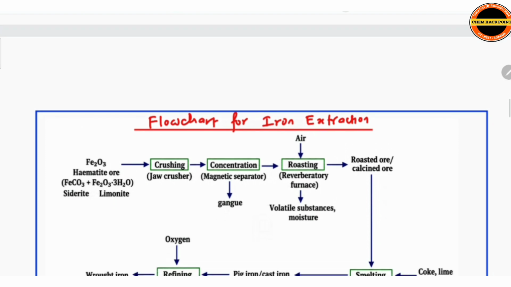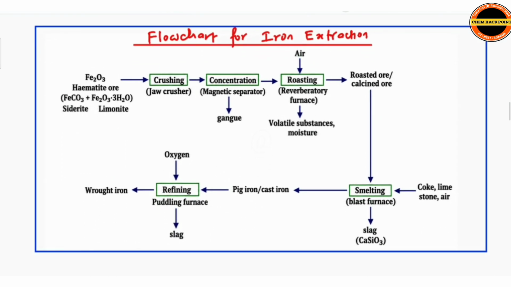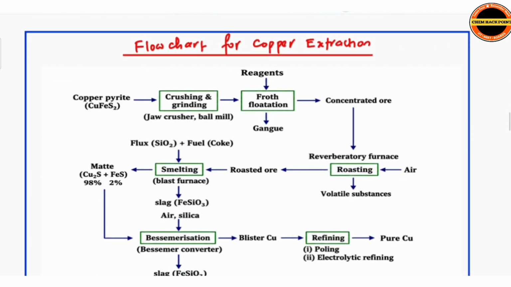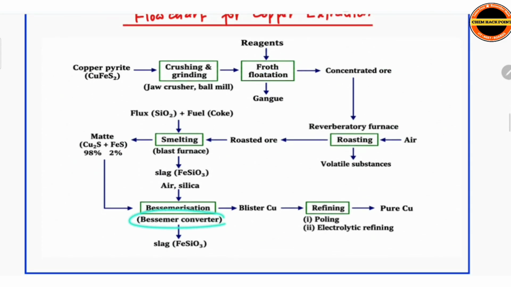Moving further, here one flowchart is given for your reference, the flowchart for iron extraction. Overall, the process is crushing, concentration, roasting, then smelting, and finally refining, giving pig iron, cast iron. The flowchart is given for your reference, you can go through it. A flowchart for copper extraction is also given: crushing, grinding, flotation, concentration, roasting, smelting, copper matte, Bessemer converter, where FeSiO3, iron silicate, is formed, then blister copper where SO2 gas is trapped in it, refined by such methods. So one sequence is given for reference, you can refer to it.